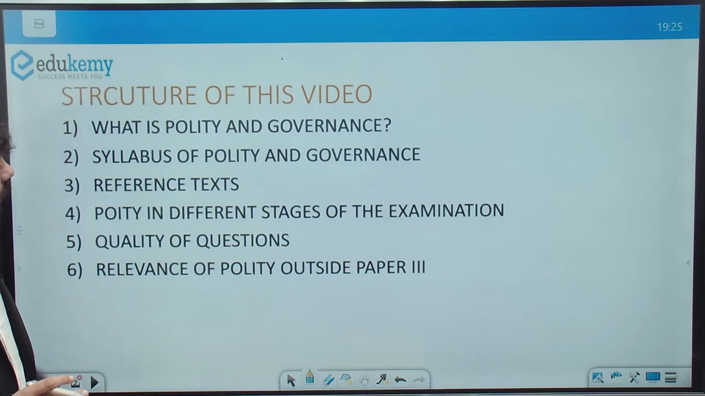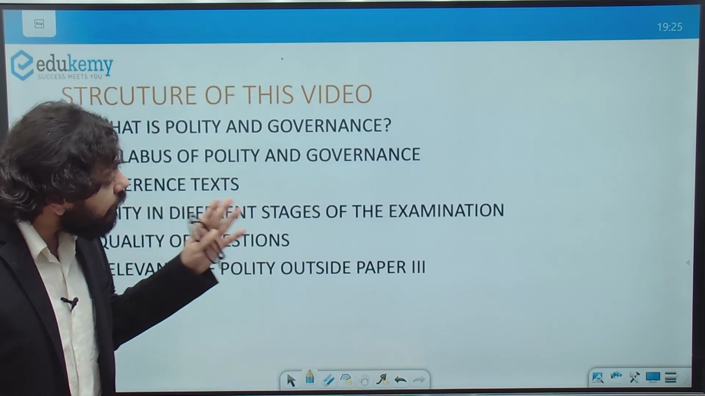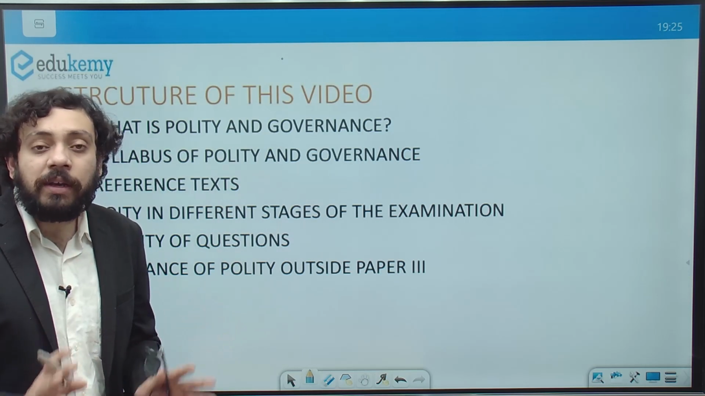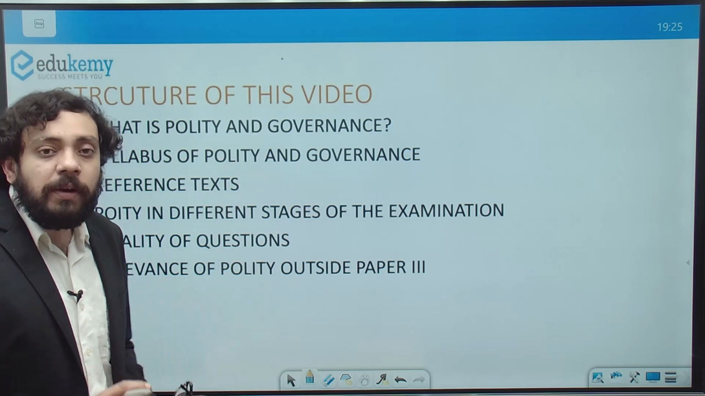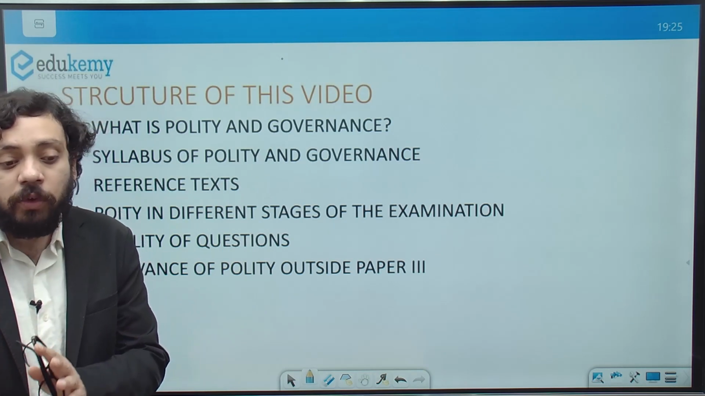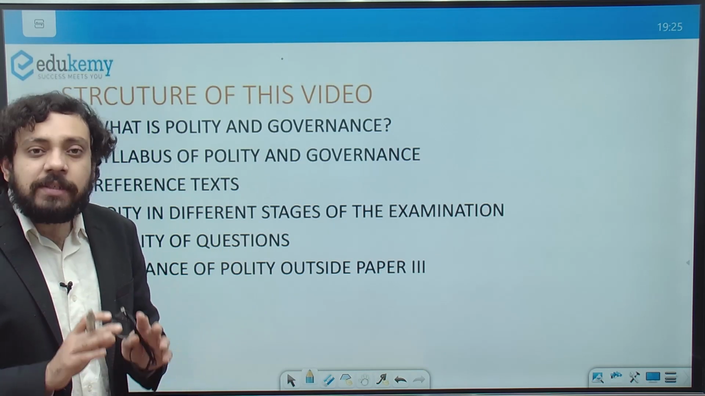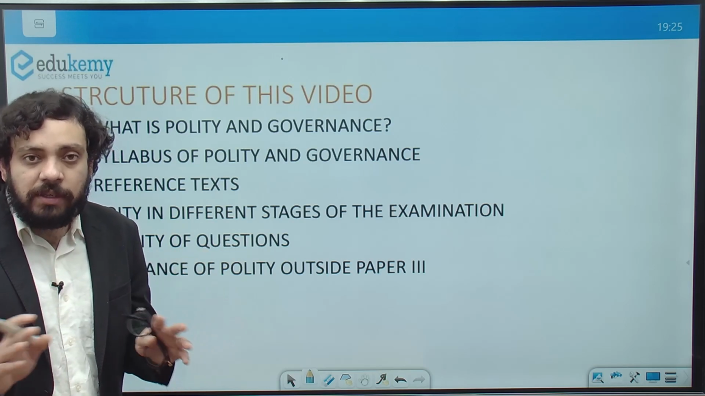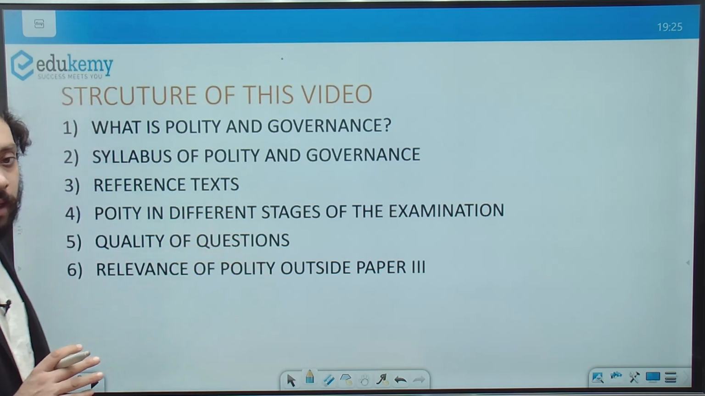Then fourth question is, how is polity different in different stages of the examination? A very common query and a natural one is, how do we prepare for prelims, mains, and perhaps even interview for polity and governance, and what are the different approaches? What are the commonalities between these three stages and what are the differences? So we'll answer that question there.